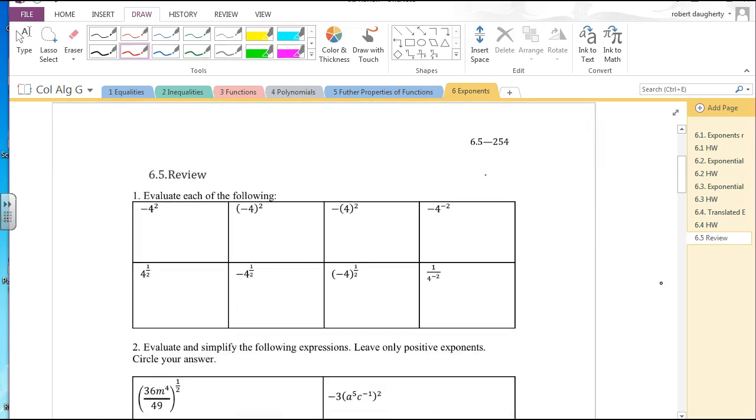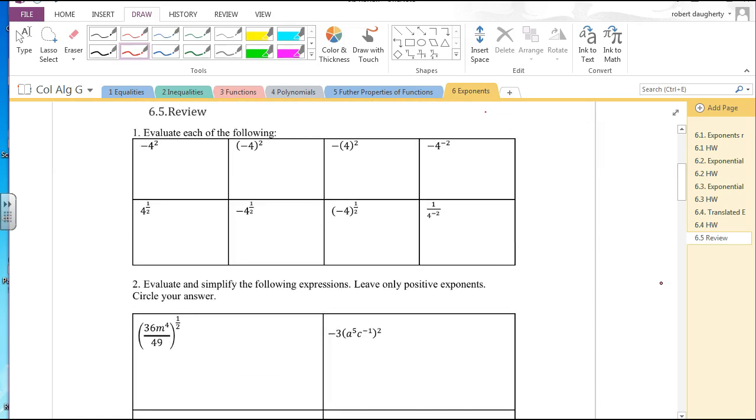Okay guys, let's get started. This is our review for Unit 6, which is the last unit of the first semester here. So, first of all, evaluating expressions with exponents.